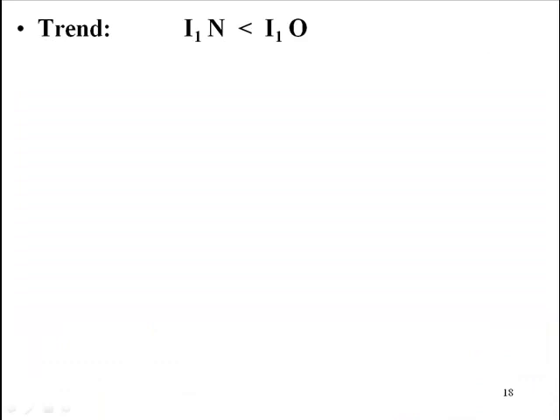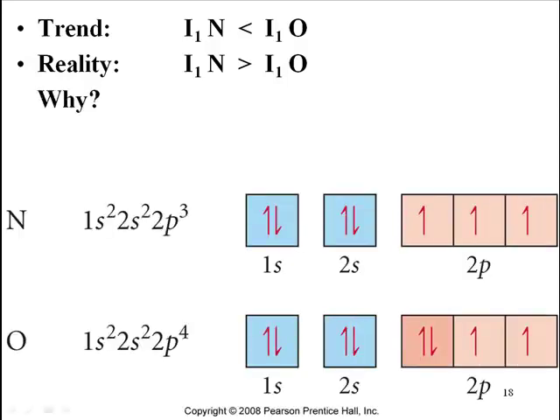O has a greater ionization energy than N. That's what we would expect. The reality is just the opposite. So why is that? What's the deal with N versus O? So here's N, 2p3. Here's O, 2p4.